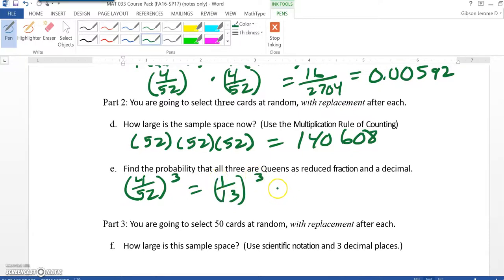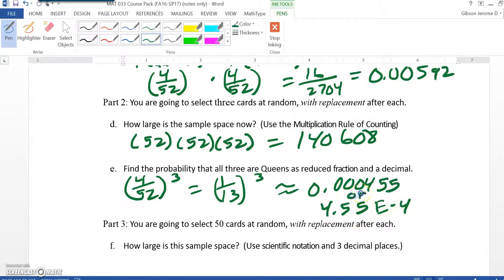We take that to the third power, and that will give us approximately 0.000455. Now, if you put in your calculator, you will get 4.55 E to the negative 4 here. So either one would suffice.